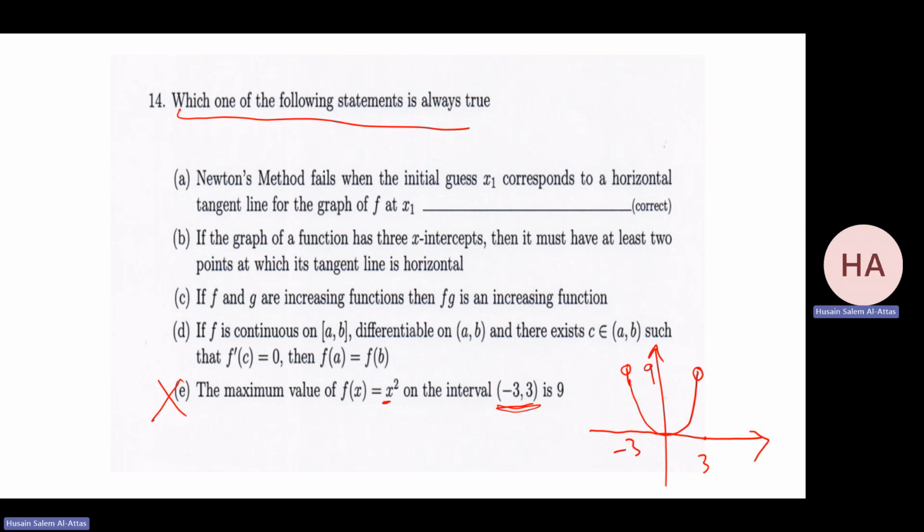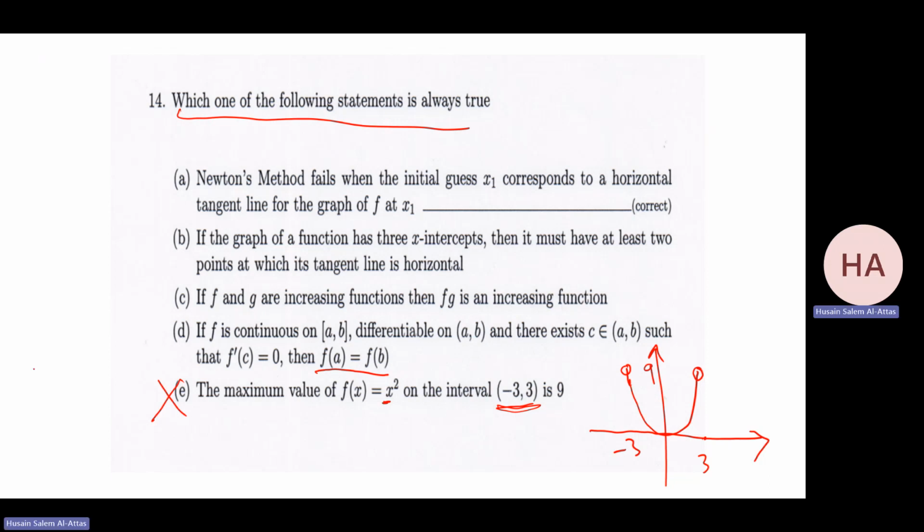So this is wrong. If it's continuous, differentiable, and there exists a c such that f prime of c equals 0, then f of a equals f of b. This is not Rolle's theorem. Rolle's theorem says if I have f of a equal f of b, then there exists a c such that f prime of c equals 0. This is different from Rolle's theorem.